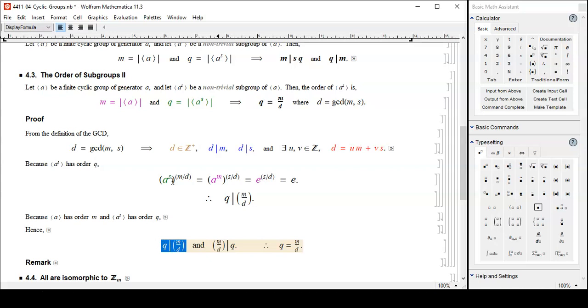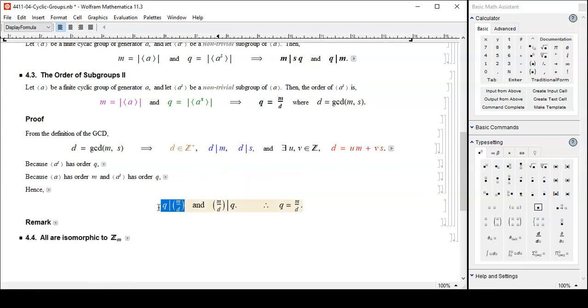Okay? a to the s power to the m over d power can be manipulated like this. a to the m power, which is e, and e to the s over d power, and s over d is an integer power, so well defined, so we get e. So we don't have any radical or anything like that. So if you have rational power, then no good. We have to have integer power. Okay, so much for the first divisibility. Now let's go to the next divisibility.